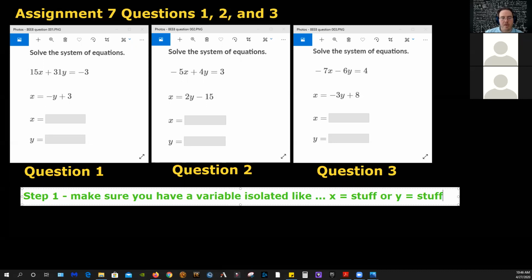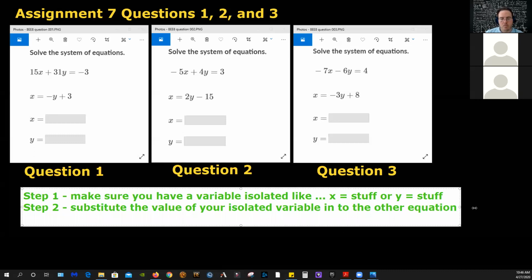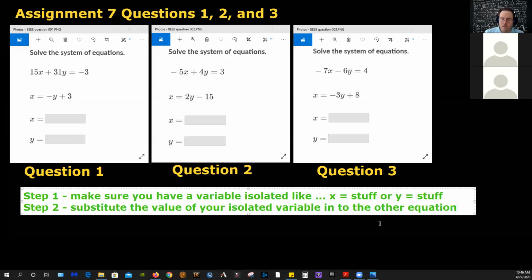So step one is to make sure you have a variable isolated. So you have x equals stuff or y equals stuff. That was the step we got to skip on our first few practice problems. And then in the last one, we had to do a little work to make sure we had one ready for us. Step 2, substitute the value of your isolated variable into the other equation. So that's where you take whatever x is worth or whatever y is worth and you jam it into the other equation.